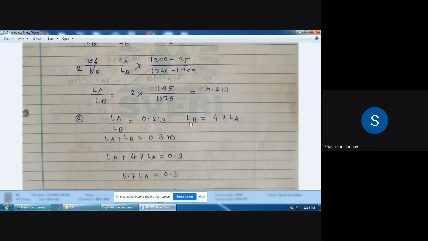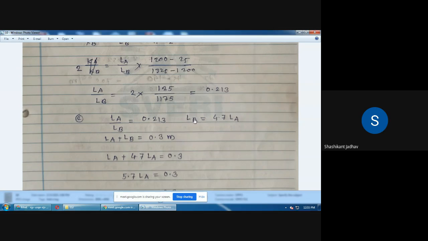So LB is equal to what? From this equation, LA by LB is equal to 0.213, we get the value of LB is equal to 4.7 into LA. And the total thickness of the layer A and B is given. That value is equal to 300 mm. So 300 mm is converted into meter, that is 0.3 meter. So thickness of both layers is given, that is 0.3 meter. So LA plus LB is equal to 0.3 meter.